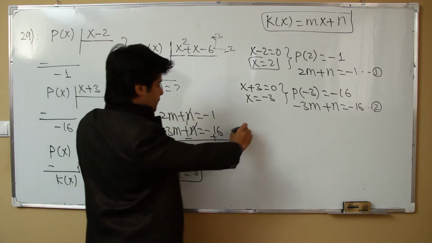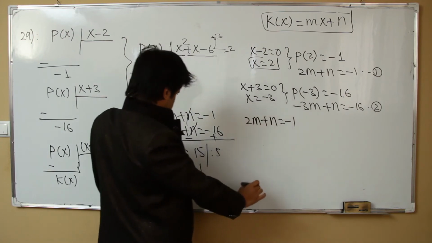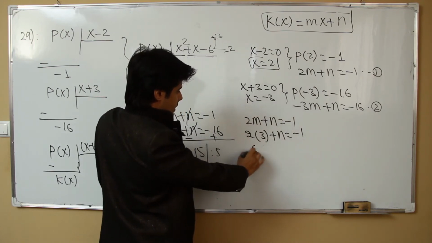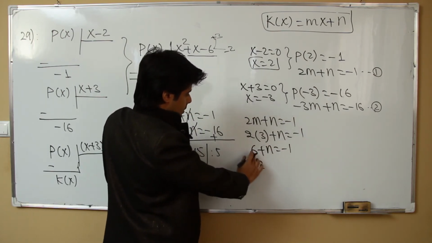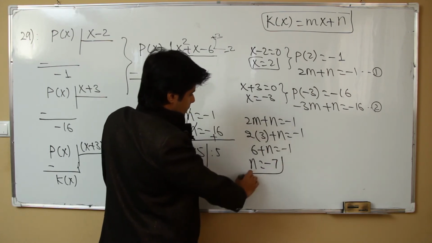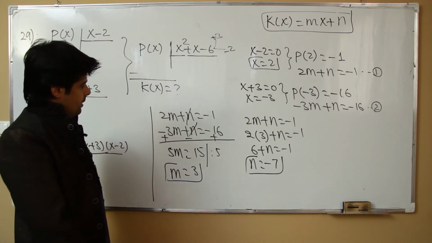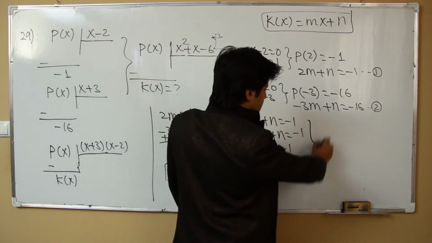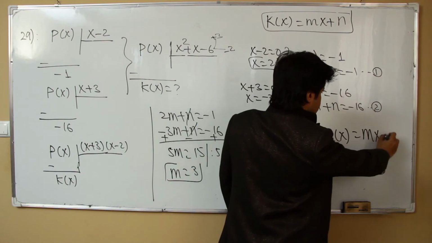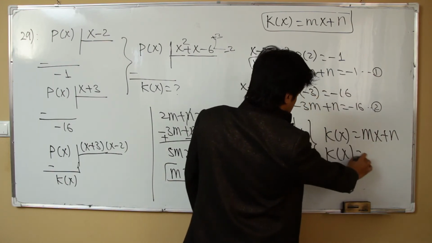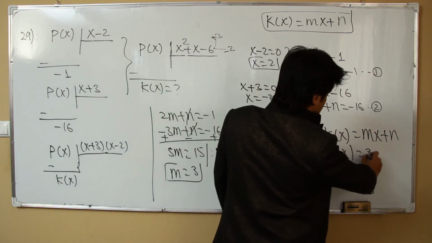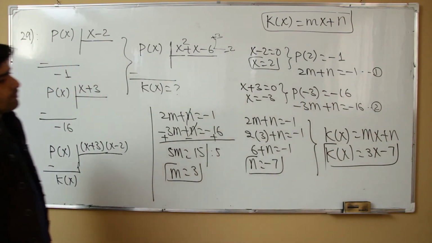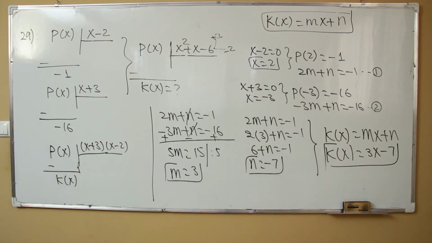Put this one in the first equation. 2m plus n is minus 1. Instead of m, 3, so 6 plus n is minus 1, n is minus what? Minus 7. Am I right? 2 times 3, 6. 6 with this one, it's minus 6. Yes. Now, what is the remainder? The remainder is mx plus n. So the remainder is 3x minus 7. This is the answer for this question.